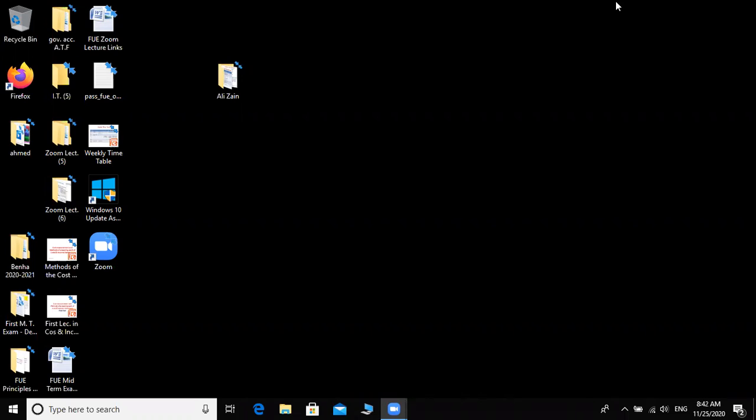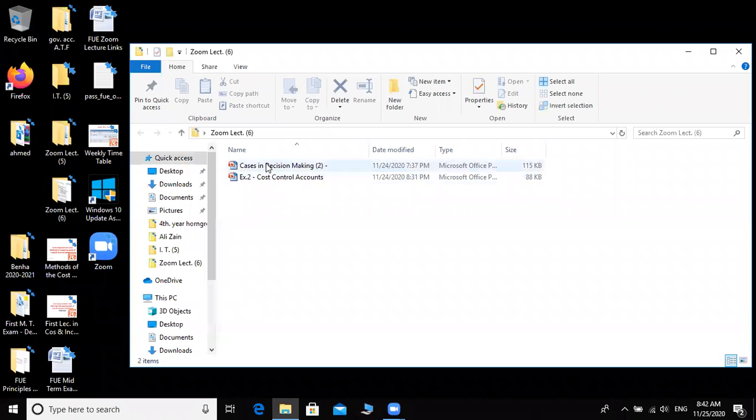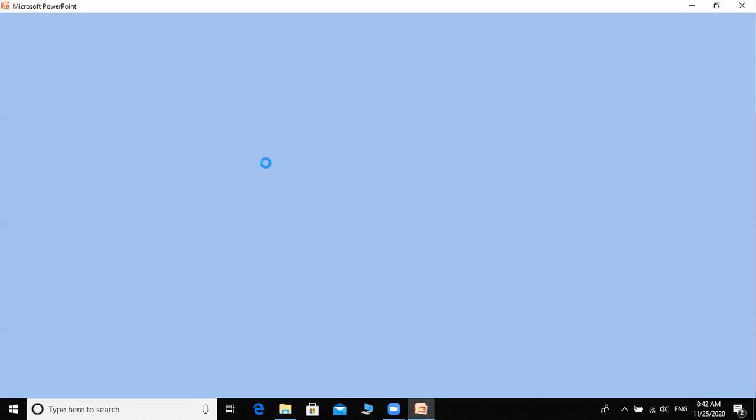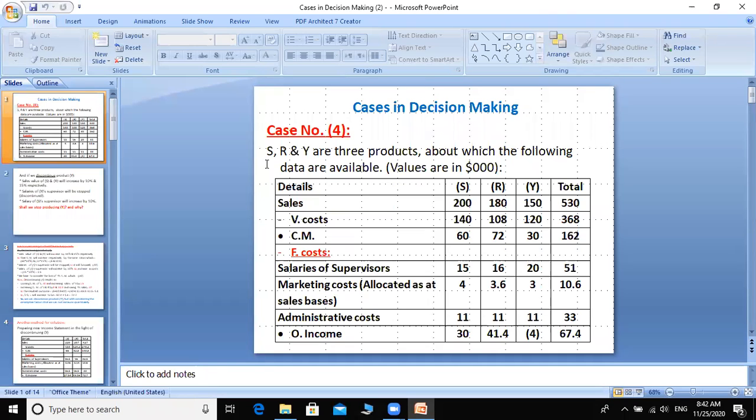Now I'm preparing to share my screen. This is Zoom lecture 6, and this is the managerial accounting topic, cases in decision making. We completed together all the decision making using the quantitative analysis, either linear programming through graphical solution or game theory. The other cases we began with case number 5 in the face-to-face lecture 2 weeks ago.